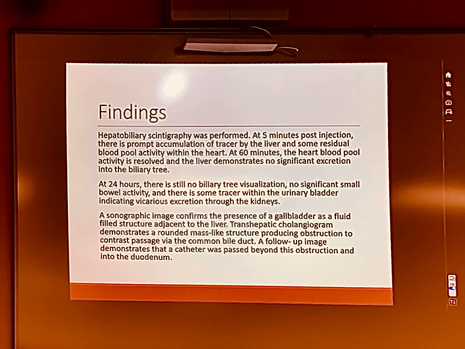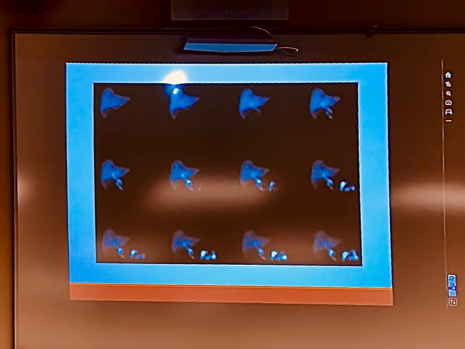Oh, patient had tumor. Sonographic image confirms the presence of a gallbladder as a fluid-filled structure based on the liver. Transhepatic cholangiogram demonstrates a round mass-like structure producing obstruction. The contrast passage via the CBD. Follow-up image demonstrates that a catheter was passed beyond this point of obstruction and into the duodenum. So he had what they call a mechanical obstruction because of a tumor. Normal, abnormal.